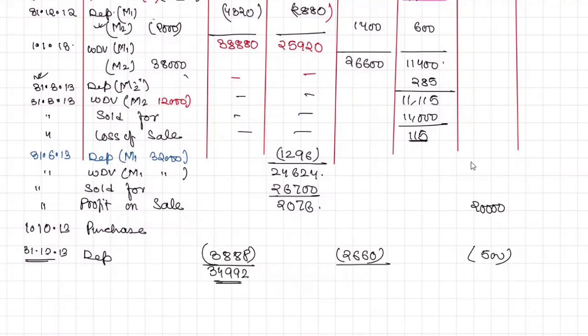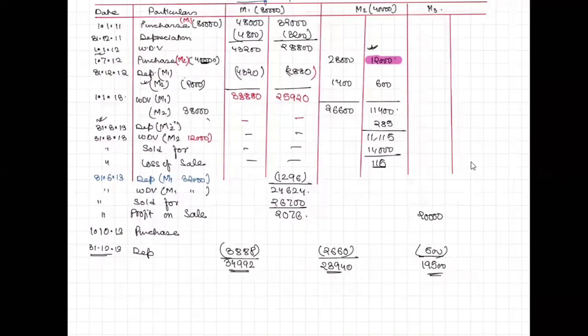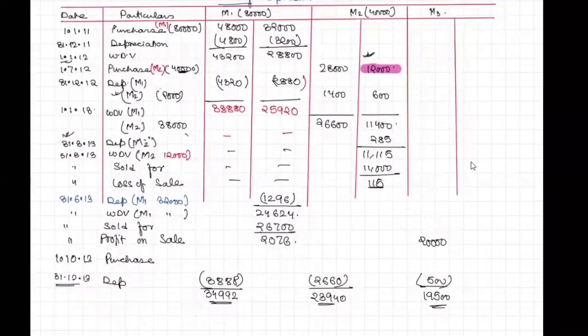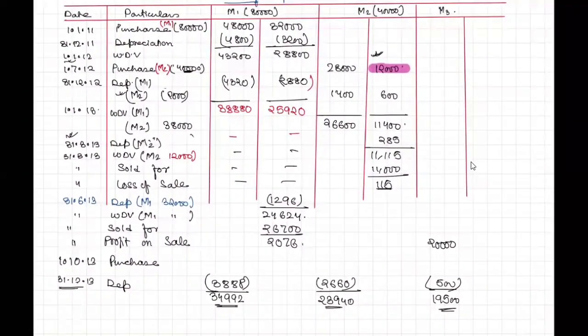So here the value will be 34,992. Here the value will be 23,940. And here the value will be 19,800. Okay, this is how they have done it in the book, and with this data you have to reflect in the machinery account. Is that clear? Yes, sir.